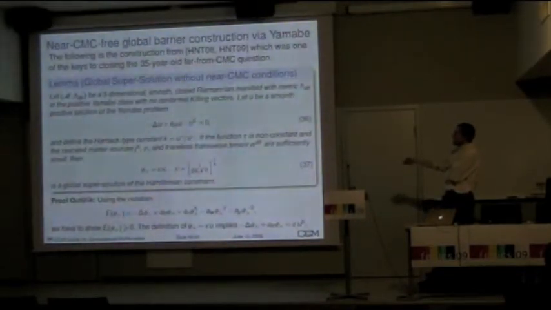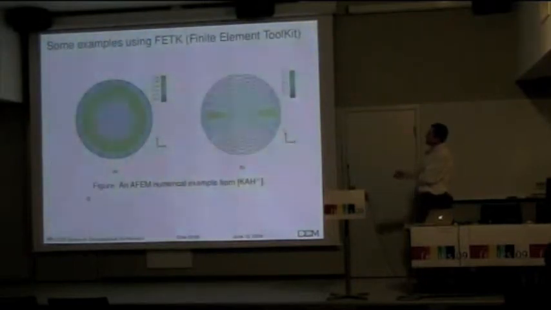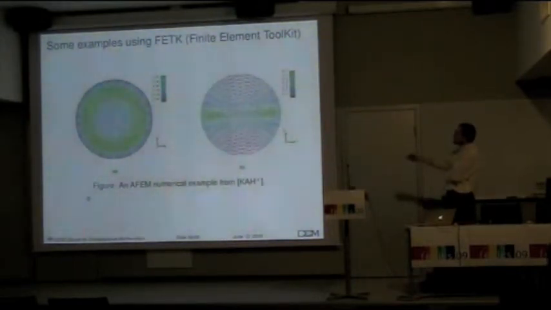And I'll just point at the papers at the end. There's a little explanation of these barrier constructions. And then I just have a couple numerical examples from a recent paper using FEDK to do the Hamiltonian constraint, just one of the two equations. This is for the near CMC case, or for the CMC case where the two equations decouple.